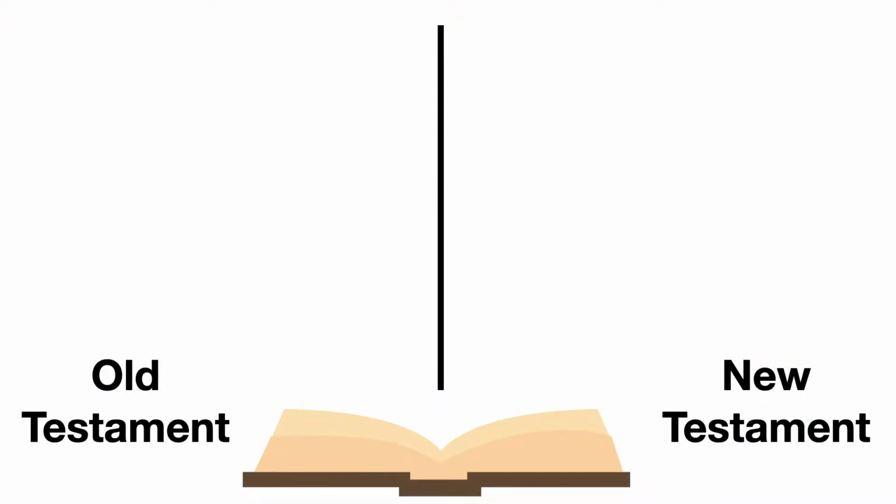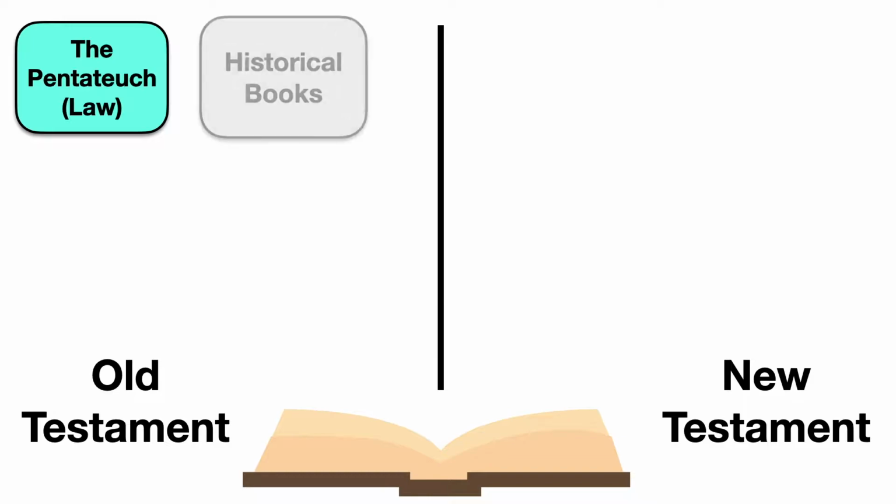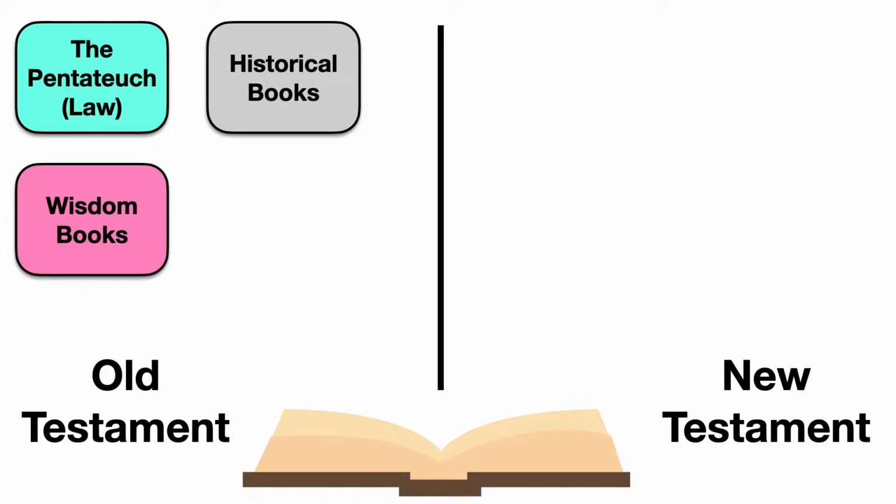So within the Old Testament, we have what is called the Pentateuch or the Law. This is the first 5 books of the Bible. It chronicles the creation story and the formation of God's chosen people. We then move into the historical books, which show us basically the history of God's chosen people through a period of time.